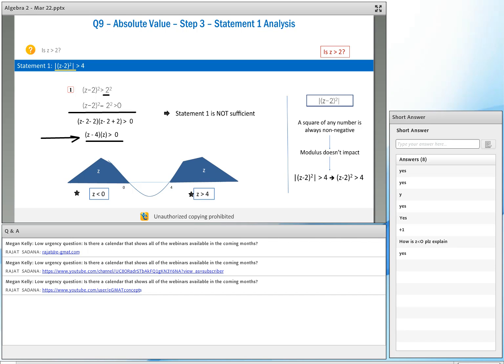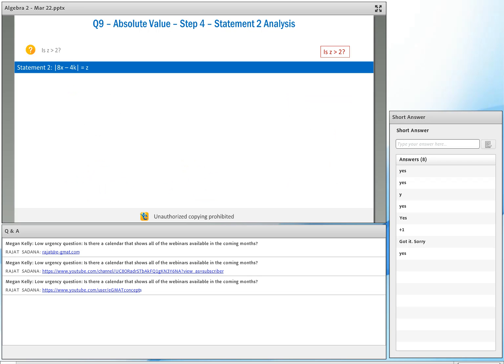How is z less than 0? Can I explain? This is actually the first question that we did, if you think about it. In the foundational skills, if you look at this inequality, the very fundamental question that we did, the first 6 questions, which are stated as the foundational skills.